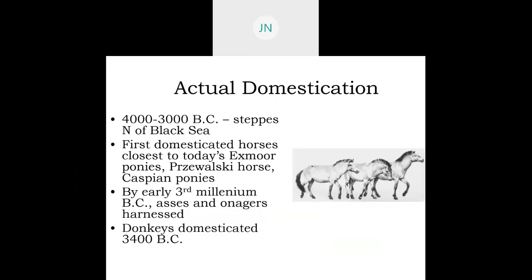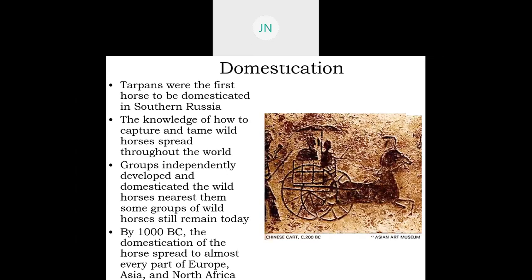So then actual domestication happened around 4000 to 3000 BC on the steppes north of the Black Sea. And the first domesticated horses were closest to today's Exmoor ponies, the Przewalski horse, and the Caspian horse. The Caspian ponies, they really didn't look like the horses of today. And by the early third millennium, asses and onagers were harnessed, and donkeys were domesticated around 3400 BC. Like we said, tarpians were the first horse to be domesticated in southern Russia.